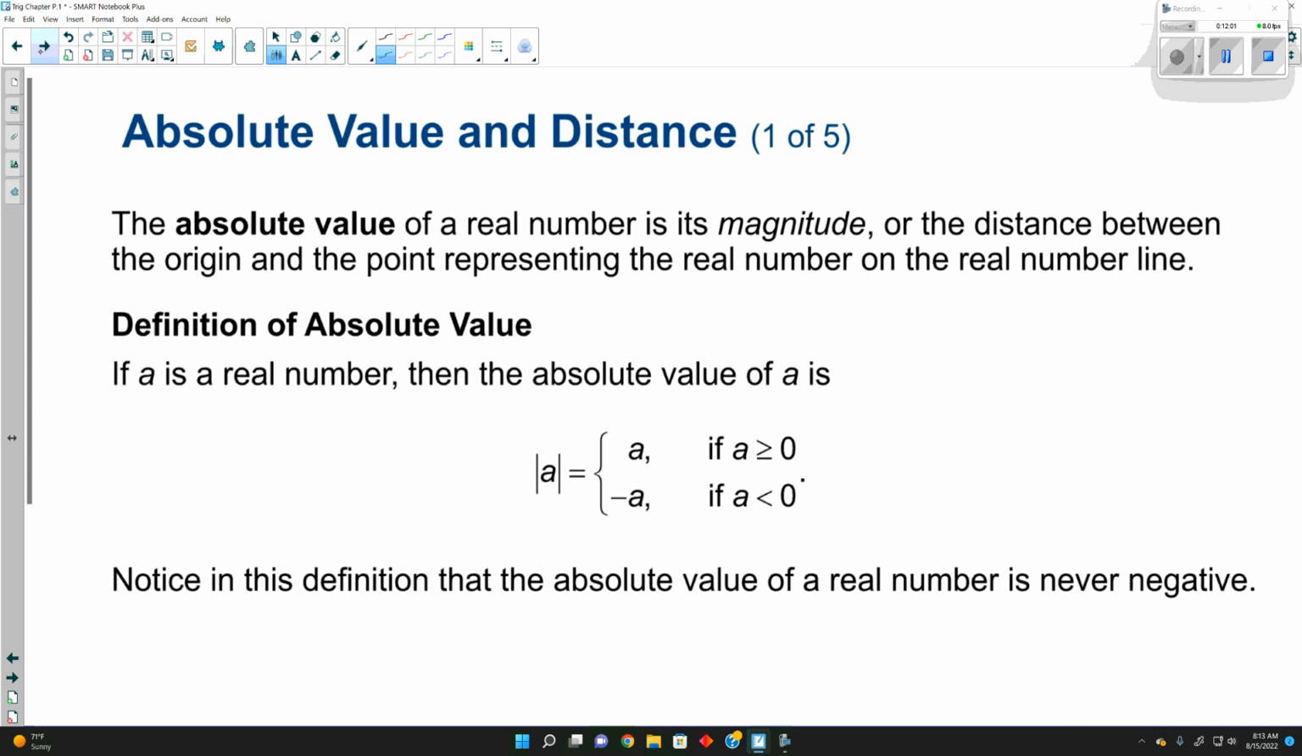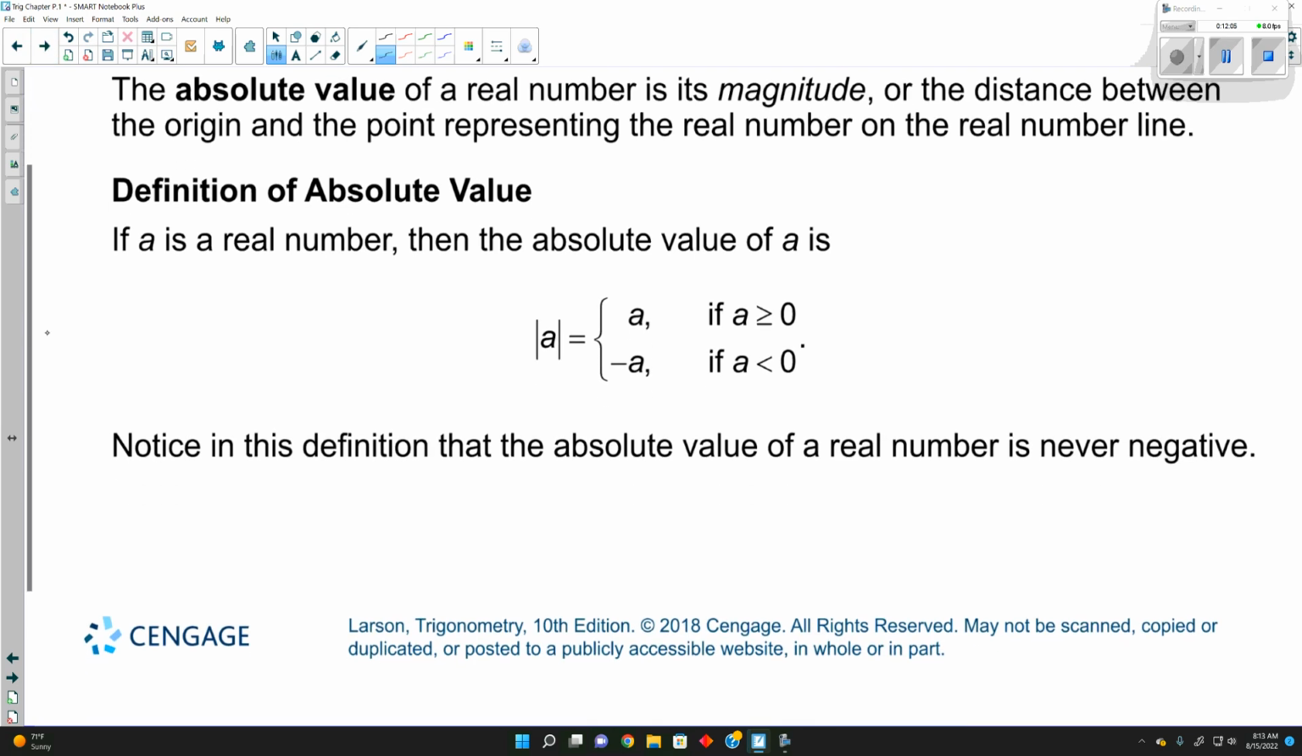Absolute values and distance. And this here is the definition of absolute value. The absolute value of A is equal to A if A is greater than or equal to 0. And the absolute value of A is equal to, can someone say what that is? You all know? It's very tempting to say negative A, but it's actually not considered negative A. It's actually the opposite of A. And that is true if A is less than 0.